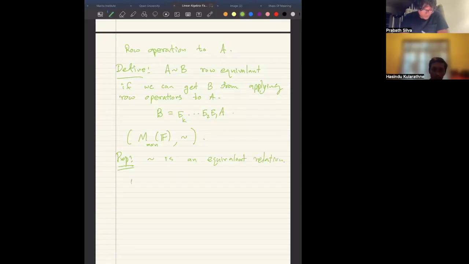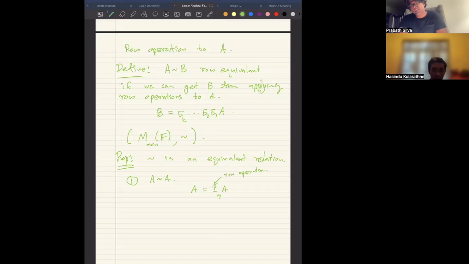So to prove this thing, the first thing you had to show is that A is related to A, right? So this is the reflexivity. You can write A as identity times A. And you know that the identity matrix, which is m by m, is a row operation. It doesn't do anything, but you can think of it as scalar multiplication, multiplying a row by a scalar, but the scalar is 1. Okay, so we can get to A by applying a row operation to A.